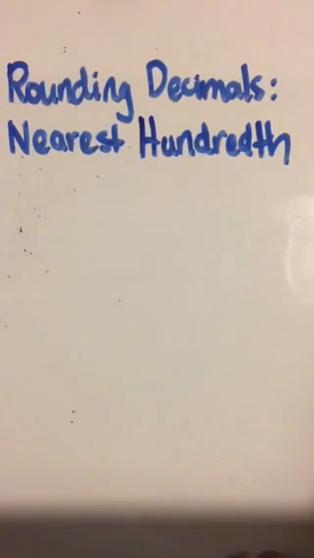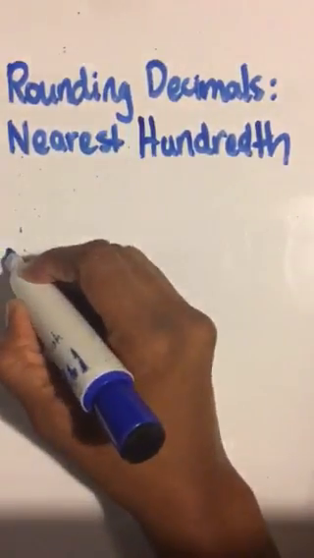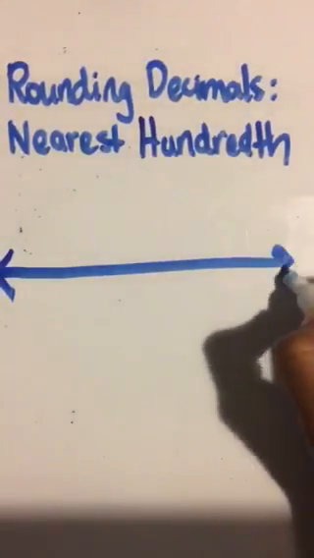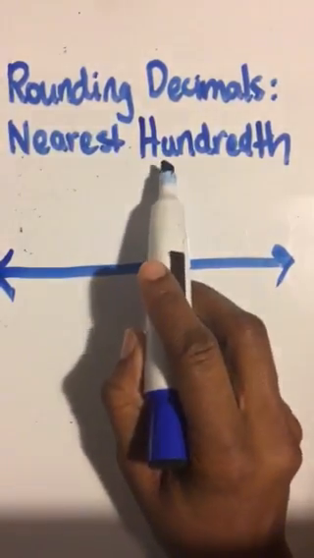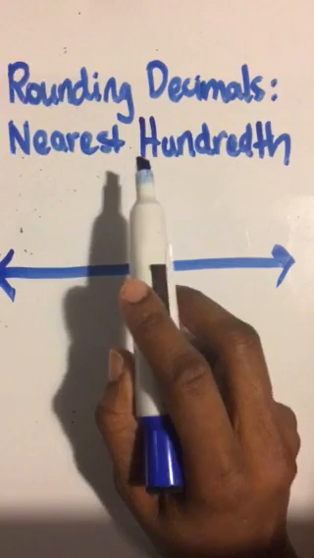Rounding decimals to the nearest hundredth. When rounding to the nearest hundredth, your benchmarks, we're going to use a number line. And your benchmarks are going to be hundredths. And when you check your work, the last thing you say should be hundredths.